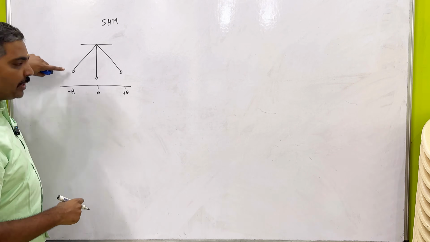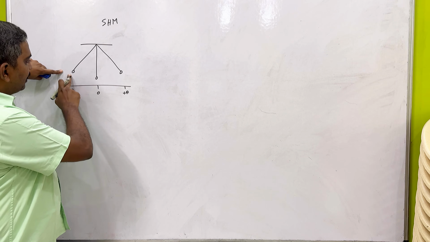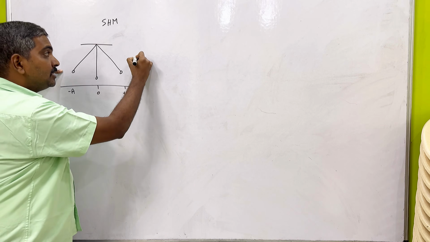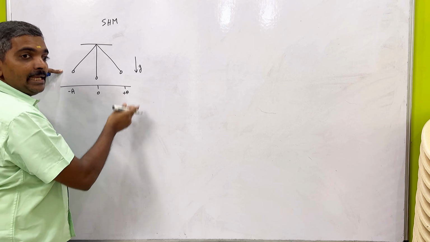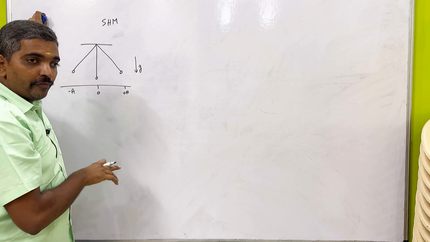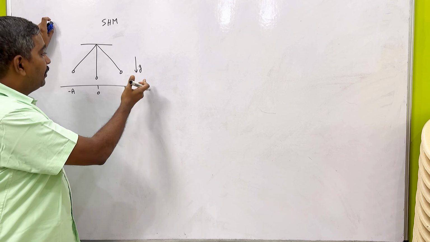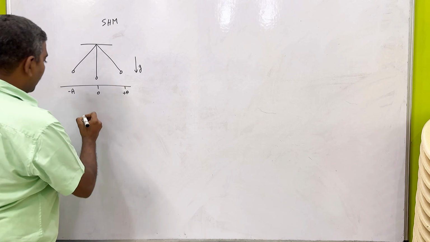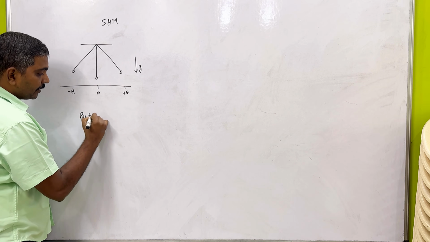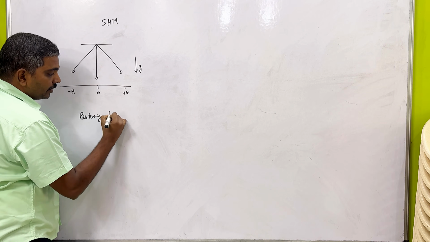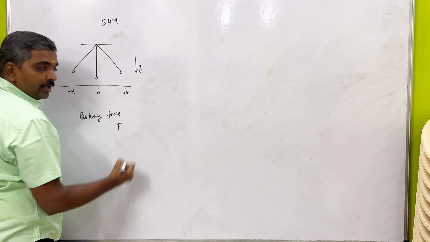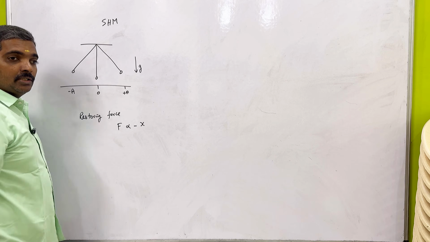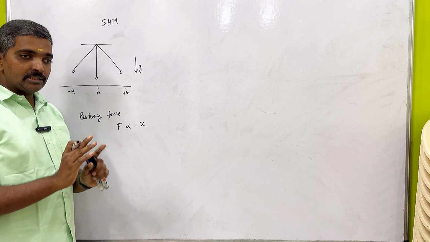Actually, if I leave my pendulum from here, it should keep moving to the top. Why has it come back? Because the acceleration due to gravity acts as a restoring force, which pulls my oscillator back to the mean position. So I can simply write the restoring force F is directly proportional to minus x. This is the definition for simple harmonic motion.